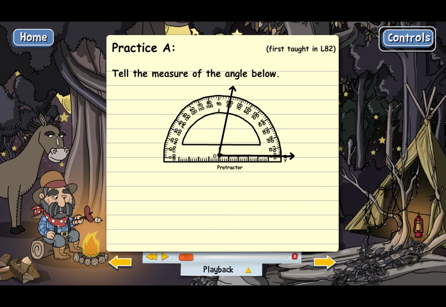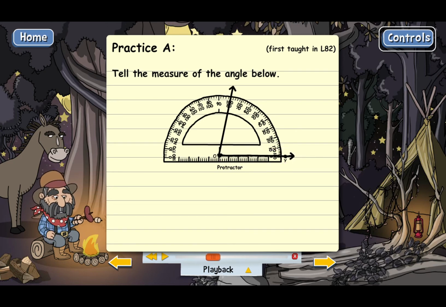We need to tell the measure of this angle. You see there's a protractor on top of the angle, and then the vertex of the angle. The vertex is at 0,0. That's right there in the middle of the protractor where the circle is, and that's where the vertex has to be. And then the lower side, OY, is lined up horizontally.